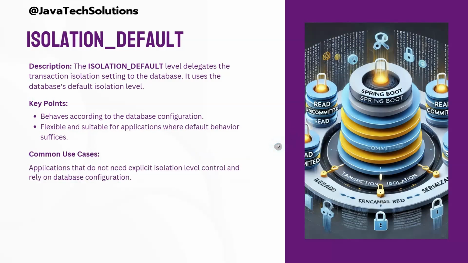If we talk about the common use cases, they are applications that do not need explicit isolation level control and rely on the database configuration. It means we don't need to do extra configuration. We are just relying on whatever controls the database has. Based on the database configurations, we are going to use this one. So this is the common use case of this one.